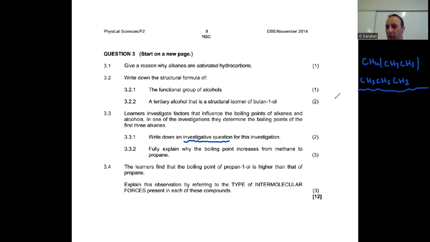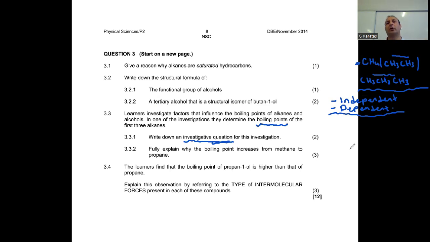An investigative question is a question sentence which refers to the relationship between the independent and the dependent variables. So the sentence must be a question sentence because it's an investigative question. Here we need to first identify the independent variable and the dependent variable. The dependent variable is clearly the boiling point. What is the independent variable? What do we change in the experiment? We change from methane to ethane and to propane. That means we change the number of carbon atoms, you can say.